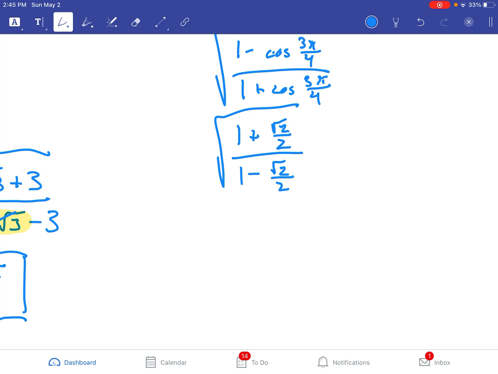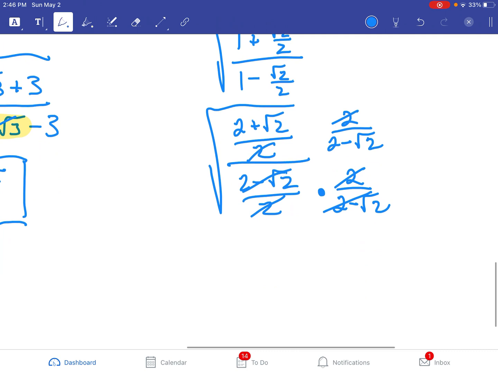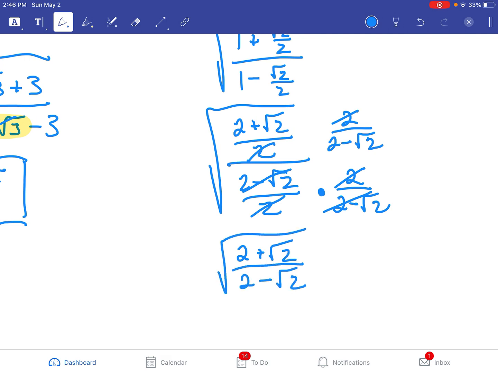As before, we combine the like terms, but we have to combine 2 fractions. So on the top we're going to have 2 plus root 2 over 2, and on the bottom 2 minus root 2 over 2. We're just combining fractions. Then we multiply by the reciprocal of the denominator, so all the bottoms go away. The 2's go away, but because the expressions that are left are not exactly the same, there's nothing else we can do except multiply them across, which gives you 2 plus root 2 over 2 minus root 2 with the big square root sign.